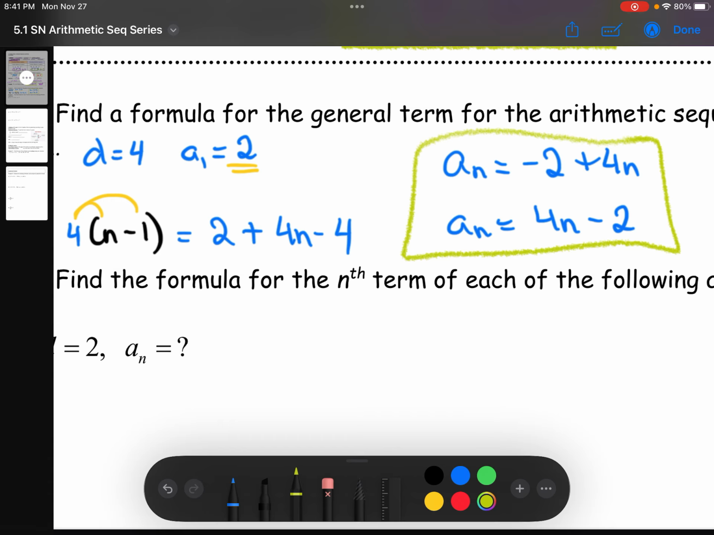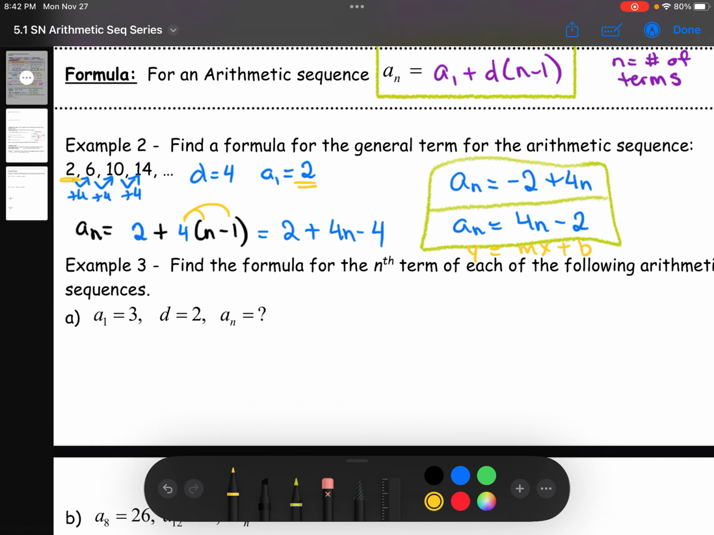So these arithmetic sequences are linear equations. A sub n equals 4n minus 2. y equals mx plus b. Now, b is the zero term, not the first term. So we do have to be careful about that.